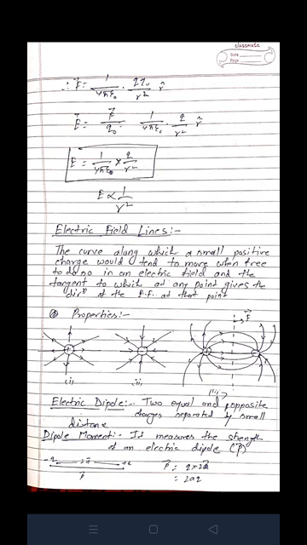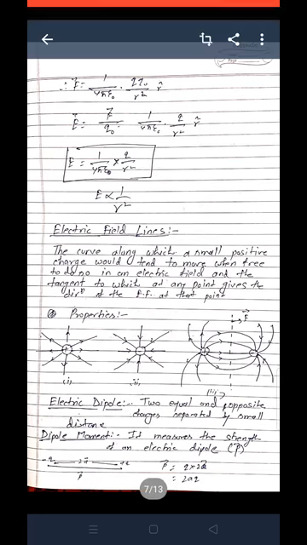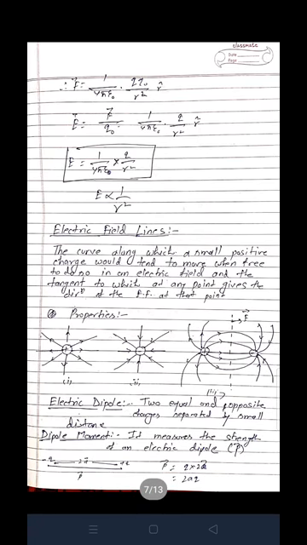Two electric field lines can never intersect each other. This is a very important question, that two electric field lines can never intersect each other, because if they do, then what will happen there? There will be two directions at a single point, which is not possible, because we know that if we draw a tangent at any point of an electric field line, we get the direction of the electric field at that point, because the electric field is a vector quantity.